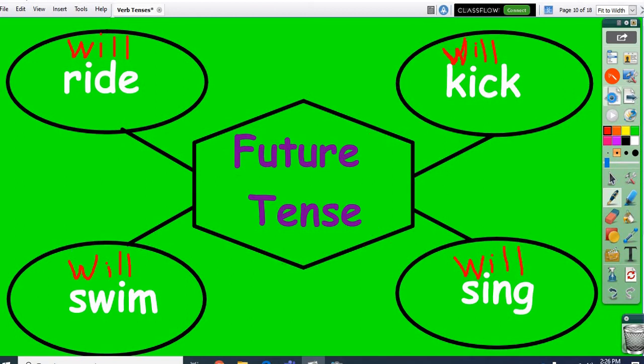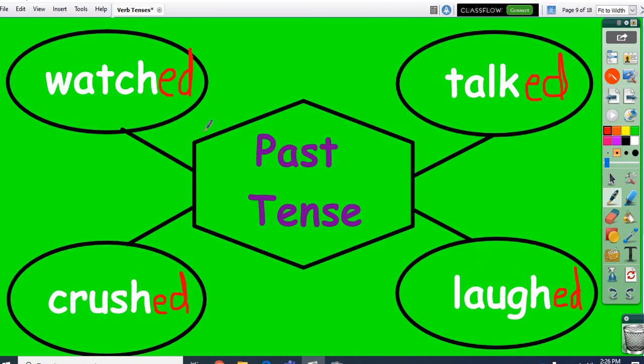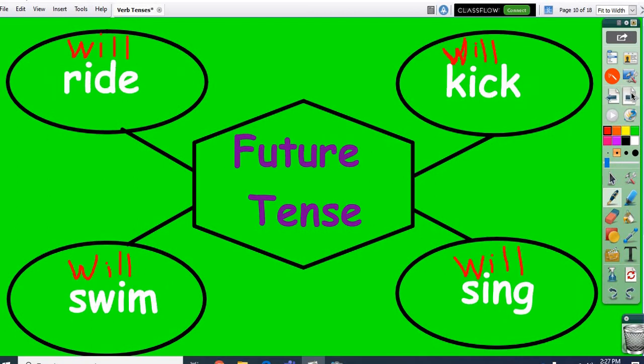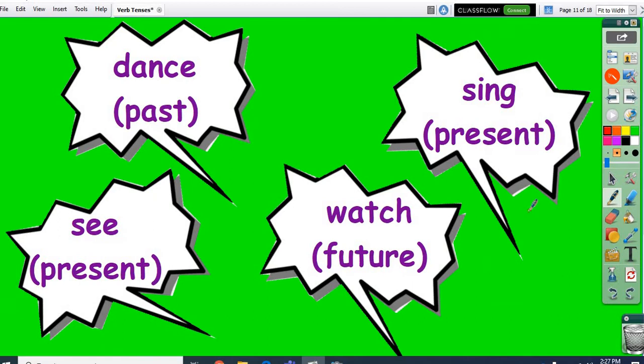So just going back over, in the past, you have to add ed. In the present, you can leave it alone and not add anything. Or you can add s or ing. And then remember, in the future, you have to add the word will. That's all you do. So we're going to practice this just a little bit more with these words, and then there's some that I'm going to let you do on your own, okay?